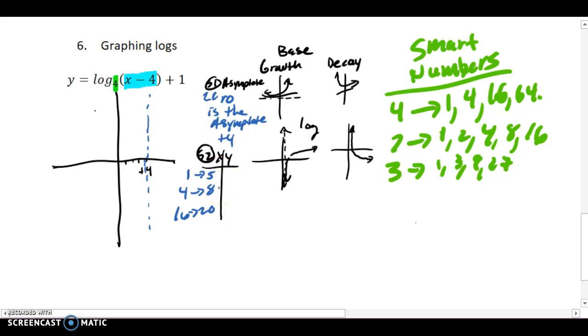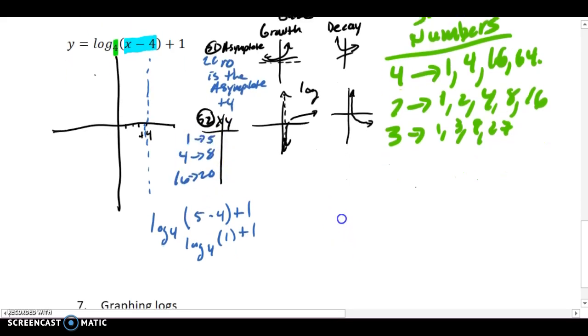So let me show you what that means, okay? So we have the log base 4 of, and we picked 5, 5 minus 4, plus 1. And we're going to put these together. So log base 4 of 1, plus 1. So notice when we put these together, we got the 1 that we needed. And that same thing is going to go for the rest of ours, that when we put them together, we're going to get what we need.